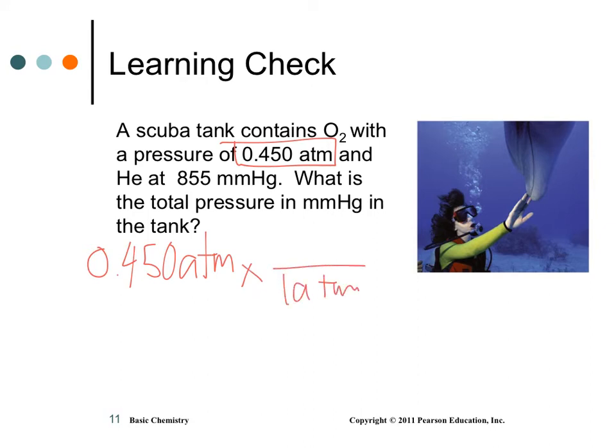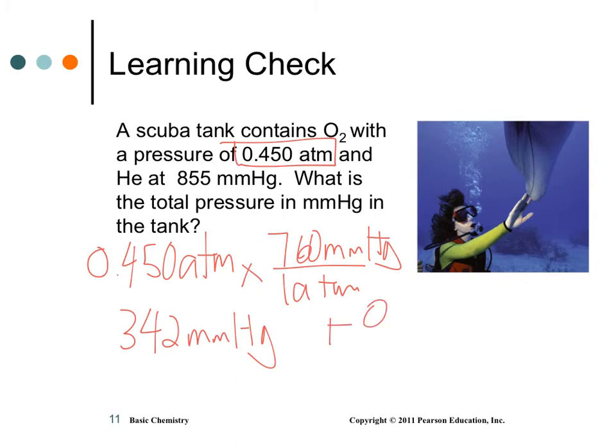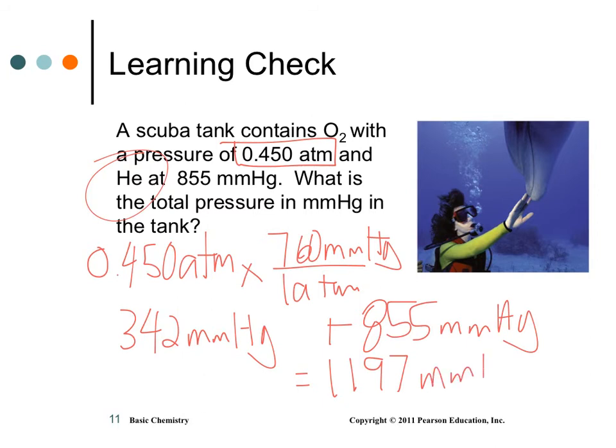1 atm is 760 millimeters of mercury. So I'm going to get 342 millimeters of mercury of my oxygen. Plus I had the 855 of my helium. I'm going to add those two together. I'm going to get 1,197 millimeters of mercury. That's my final answer. I'm going to box it because I checked and I was good.